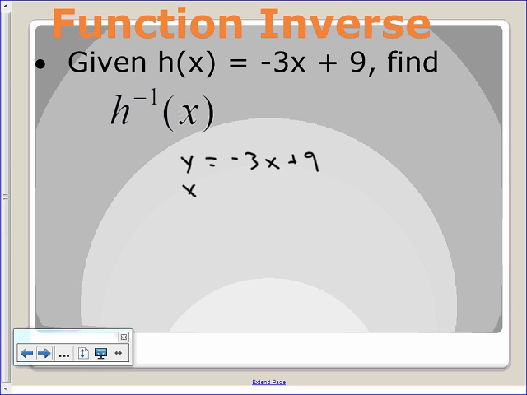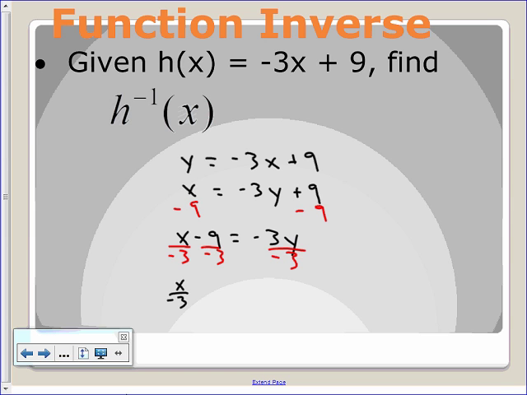Switch x and y. Solve for y. This time I'm going to divide just a little bit differently. Instead of one division, I'm going to do each term. And x divided by negative 3. Negative 9 divided by negative 3 is positive 3. And this time I'm going to switch y back to, not f of x, but the inverse of h of x. Still going to check again.